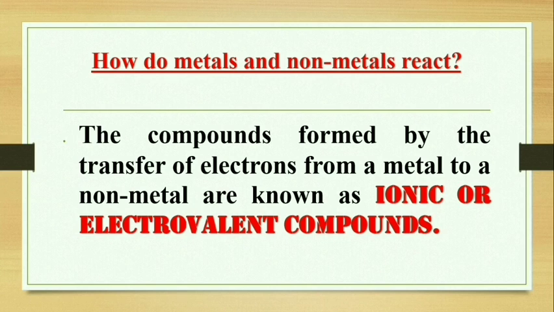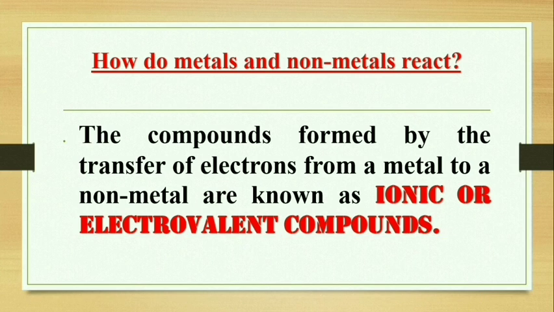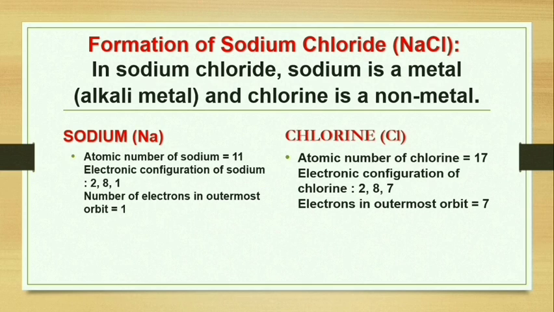How do metals and non-metals react? The compounds formed by the transfer of electrons from a metal to a non-metal are known as ionic compounds or electrovalent compounds. They are basically formed by an ionic bond between a metal and a non-metal. Let us discuss one example of ionic compounds.